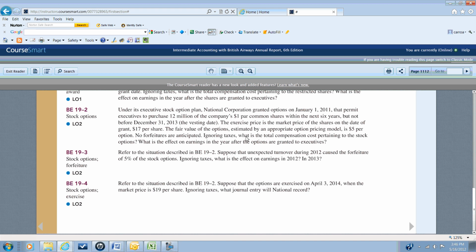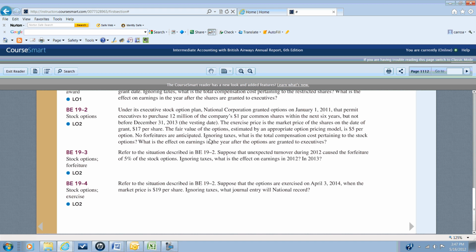So to determine the fair value of the option, a model is utilized to determine the fair value on the date that the option is granted. And this model returned a fair value of $5 per option. Since there is a gap between the grant date and the vesting date, most awards call for the award to be forfeited if an employee leaves before the vesting date.